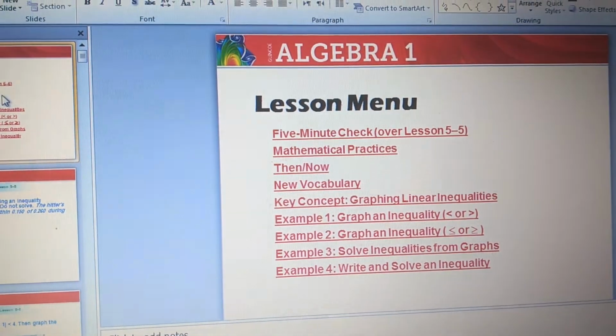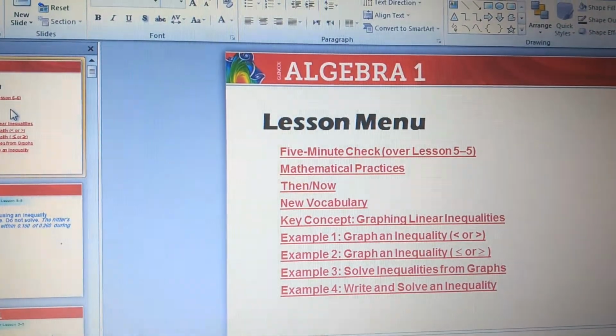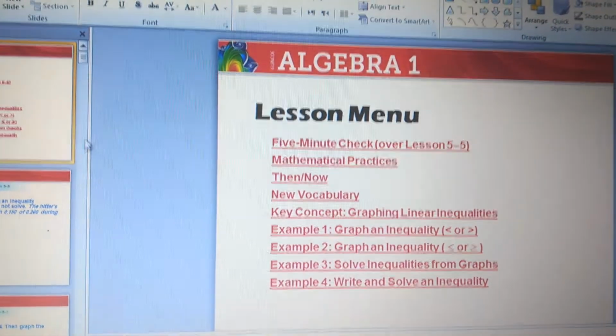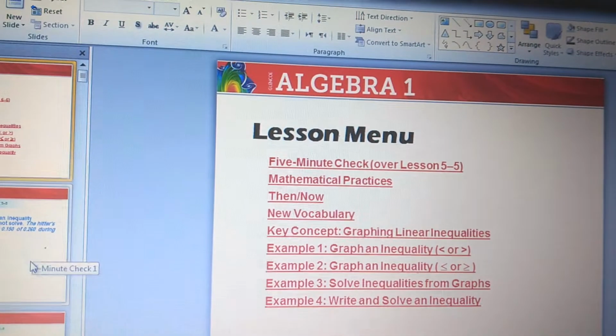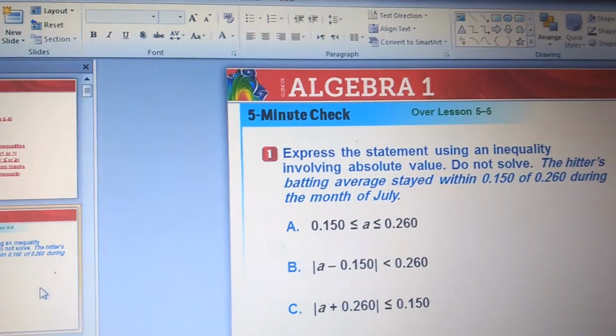Today we will start the last lesson in this chapter, which is graphing inequalities in two variables. Before we start the lesson, as usual, we have some examples as revision for the previous lesson.